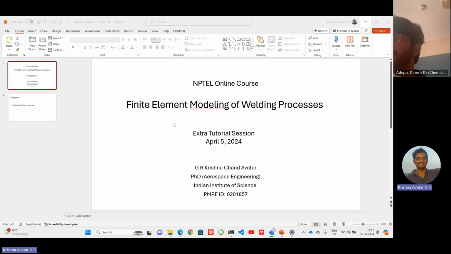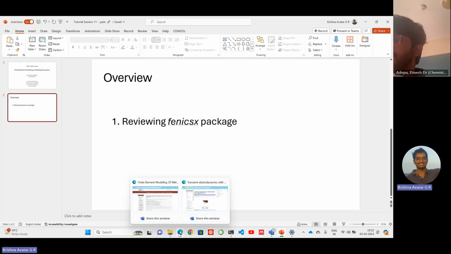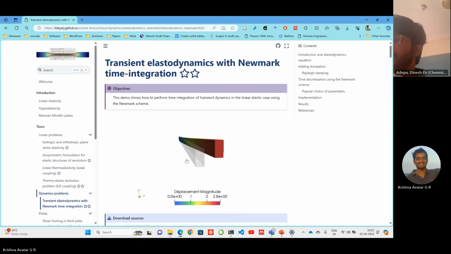This is our extra tutorial session today on 5th April for the NPTEL course on finite element modeling of welding processes. So today, as discussed in the previous session, we would be solving one problem in Phoenix, as we had discussed last time. It's essentially a transient elastodynamics problem with the Newmark time integration method, which happens to be a tutorial offered by Blair.